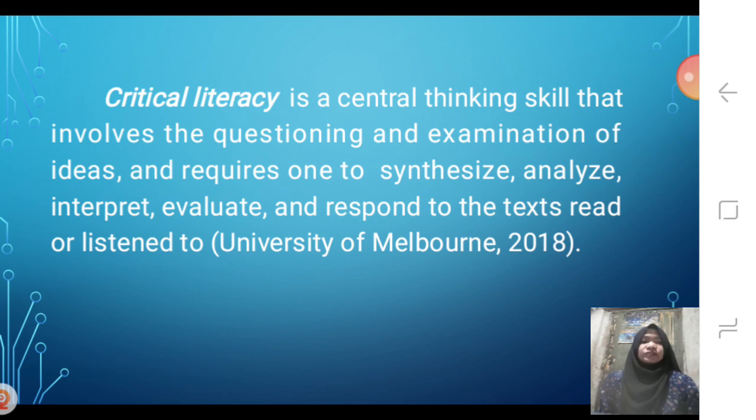And then another definition is by the University of Melbourne in the year 2018. According to them, critical literacy is a central thinking skill that involves the questioning and examination of ideas and requires one to synthesize, analyze, interpret, evaluate, and respond to the text one reads or listens to. This is a very clear definition, no? If you search on Google what critical literacy is, this is what usually comes out. So I think this is one of the general definitions of critical literacy.